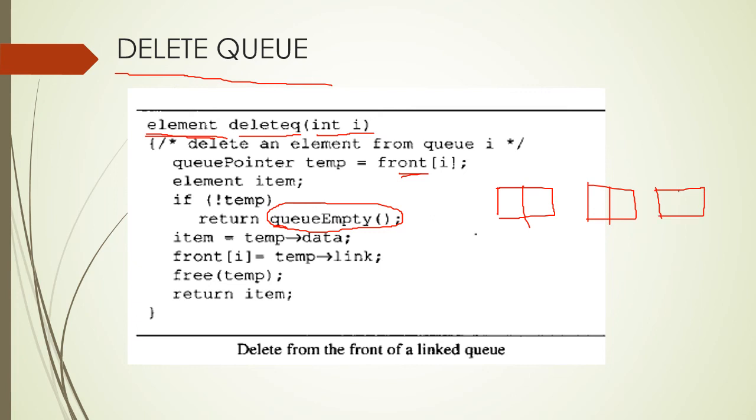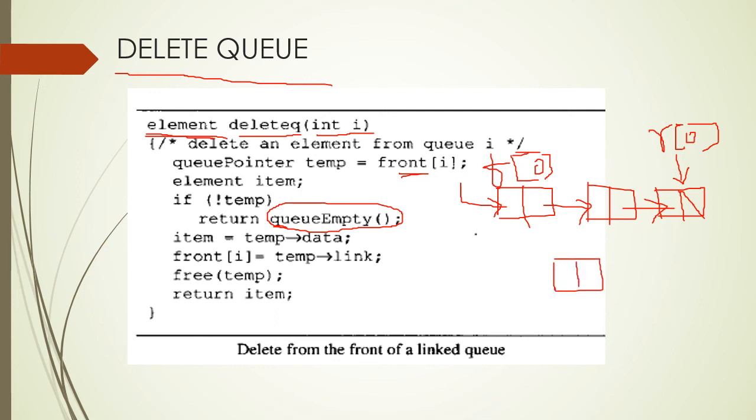Assume that you have two queues in the memory. This is the first queue which contains 3 nodes, and the last node is null, and this is pointed to by rear of 0. Rear of 0 is pointing to this node, and front of 0 is pointing to the front node of queue number 0. And the second queue, queue number 1, is also having 3 nodes. This is pointing to this, and here this node is pointed to by rear of 1, and this is pointed to by front of 1.